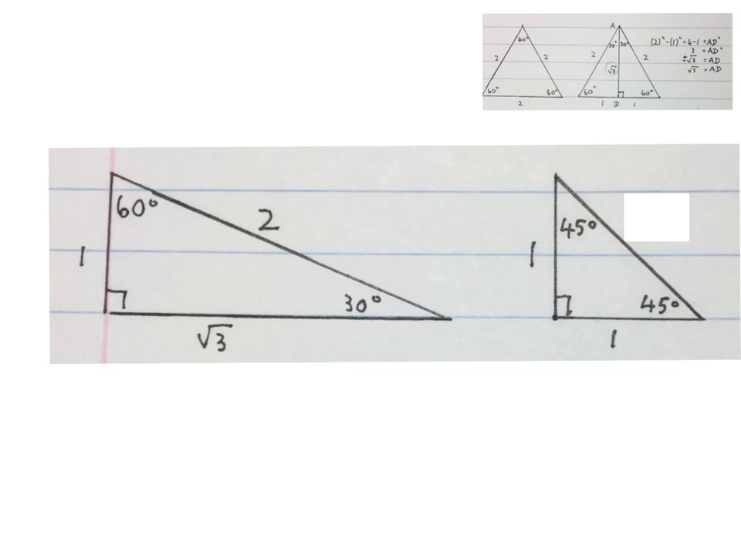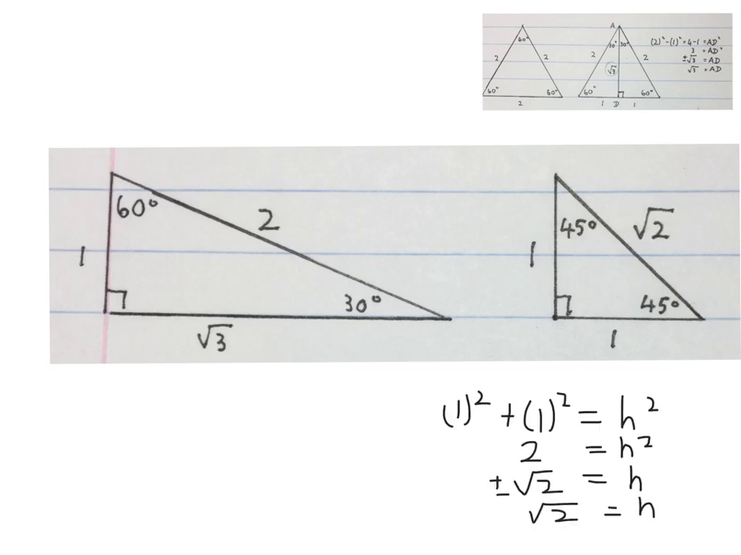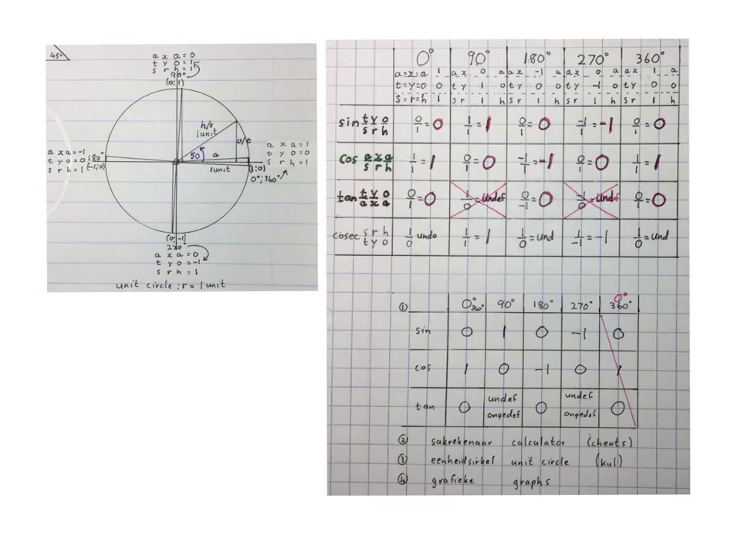Then you draw an isosceles right-angled triangle and make this 1 unit and 1 unit. Use Pythagoras to work out the length of the hypotenuse. Then you'll see the length of the hypotenuse is square root of 2. From here, we're going to use these two triangles and the table I'm going to teach you now.